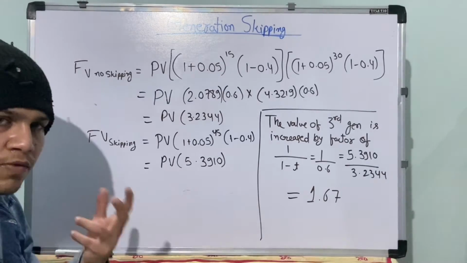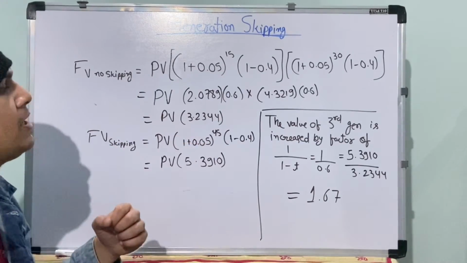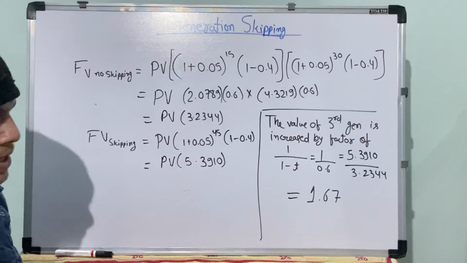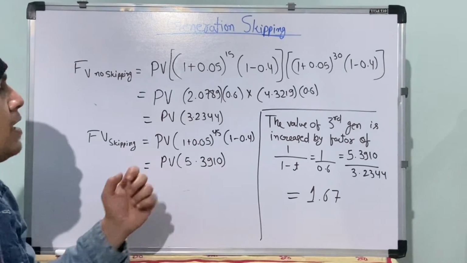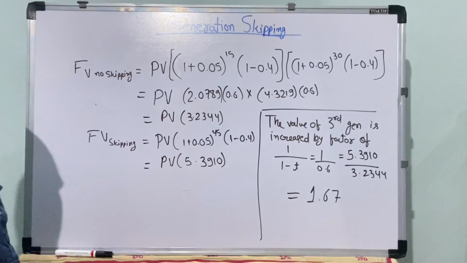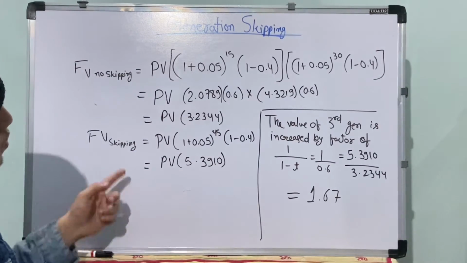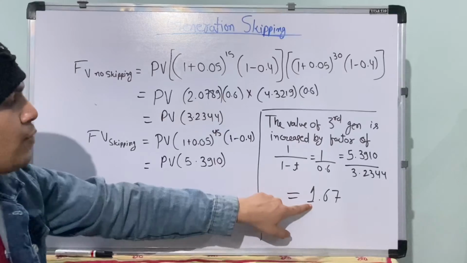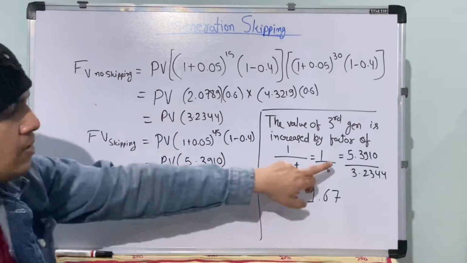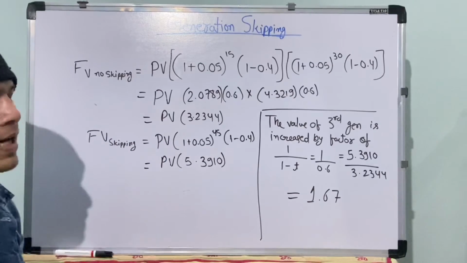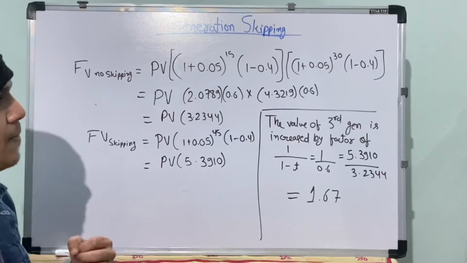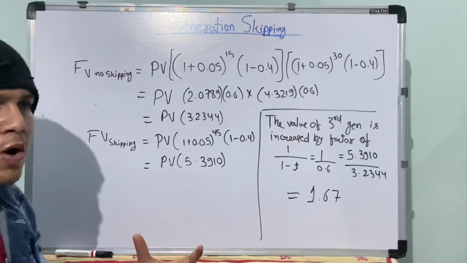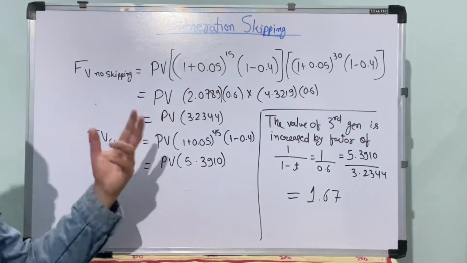Now if we go for the skip route, you can see that the compounding will be for 45 years and after that it will be taxed at 40%, leaving 60%. In such a case the compounding will result in 5.3910 times the present value. So the factor of increase in the value because of this generation skipping is 1.67, which is the same as 1 by 1 minus t. So you can understand how you can benefit from skipping a generation if you already have thought that you want to give a particular amount to your third generation. There is no need to pass it to your second generation.